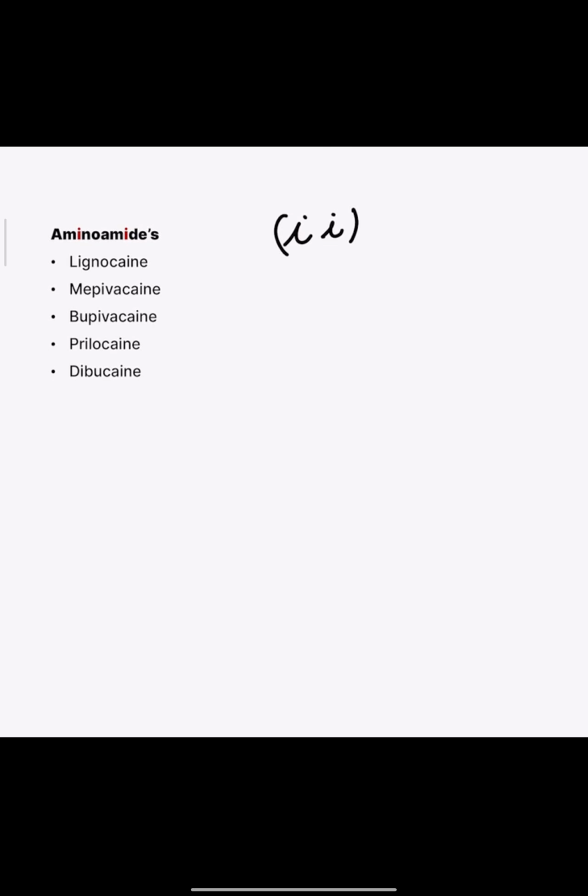The other name for lignocaine could be xylocaine or lidocaine, but don't get confused. In xylocaine it is one I. Xylocaine's other name is lignocaine, which has two I's. So these are amino amides. Now in this, you need to remember the most commonly used local anesthetic worldwide. It is lignocaine. The most commonly used local anesthetic in spinal anesthesia is bupivacaine. So this was regarding the classification.